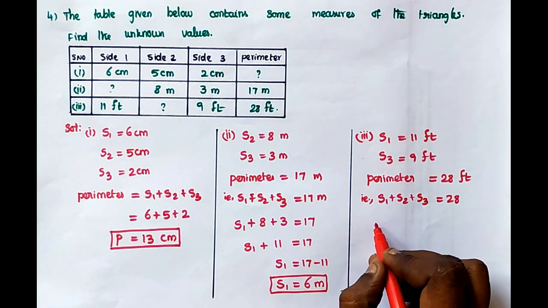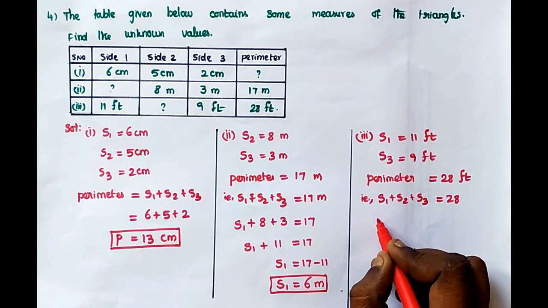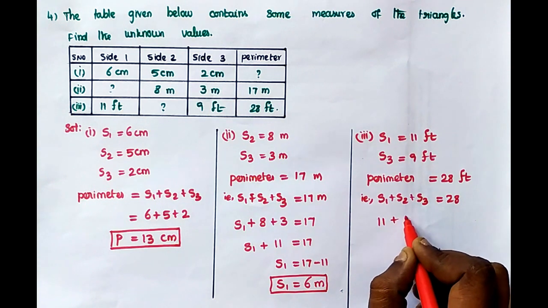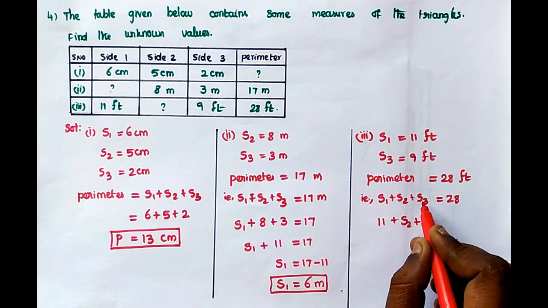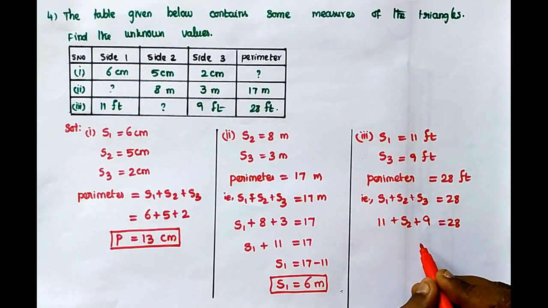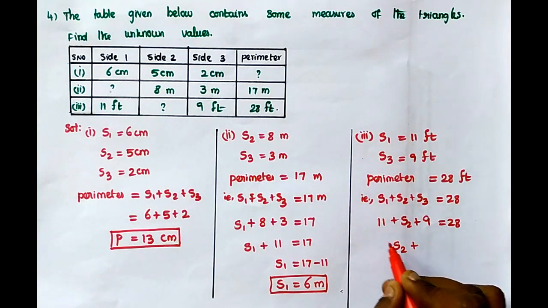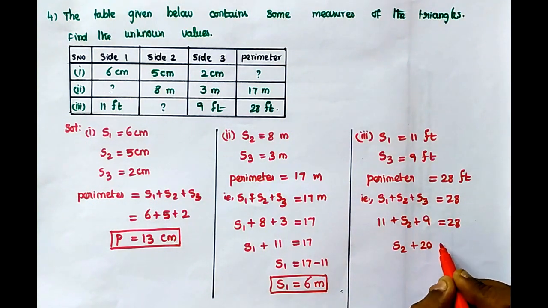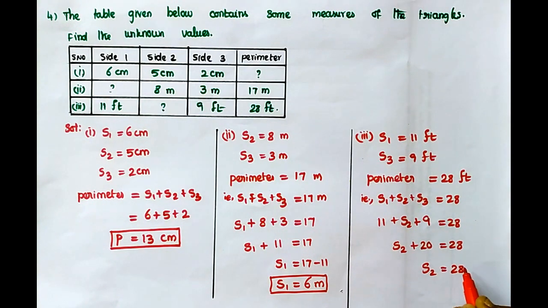We know the values, apply that. S1 is 11 plus S2, which we don't know, plus S3 is 9, equals 28. So S2 plus 11 plus 9, that is 20, equals 28. So S2 equals 28 minus 20, bringing 20 to this side. So S2 equals 8 feet. That is the value of S2. That is the answer.